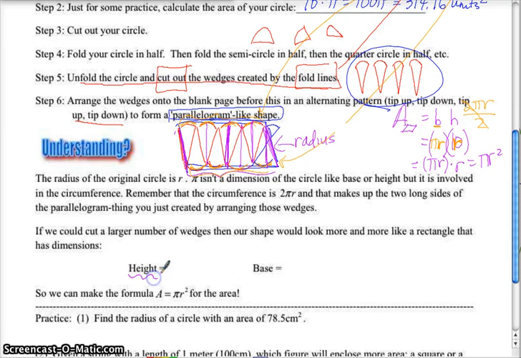So here's the height. We said the height was equal to the radius. We said the base is half of the circumference, which is pi r. Therefore, when we multiply them together, we get pi r times r, which is pi r squared.